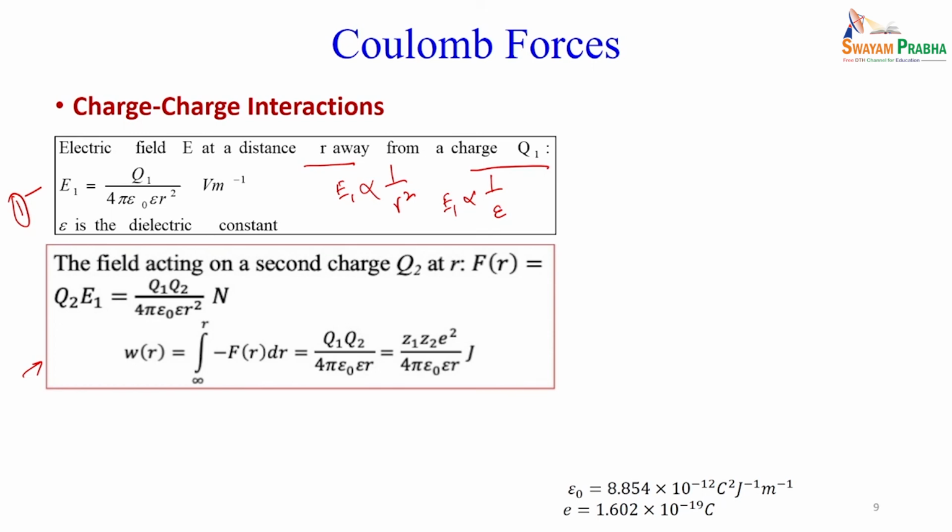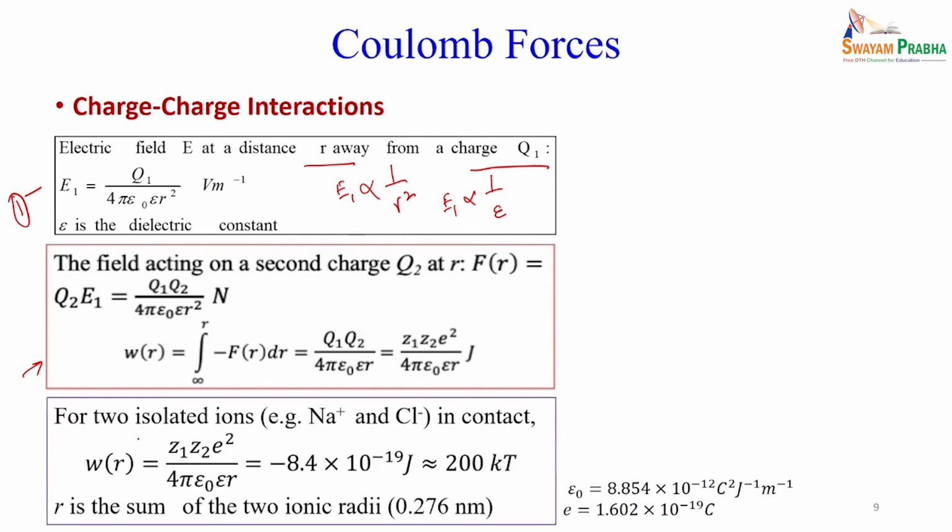Now, as we know, q is directly related with the charge density into the charge on the electron. So, q1 you can write, q1 is z1 into e. Similarly, q2 will be z2 into e. So, you can write z1 z2 e square upon 4 pi epsilon naught epsilon r. So, this is the electrical field or force, and this is the energy or the potential.